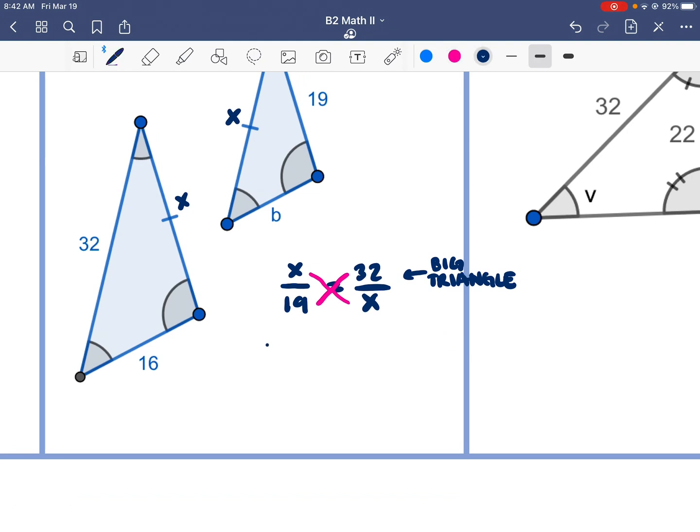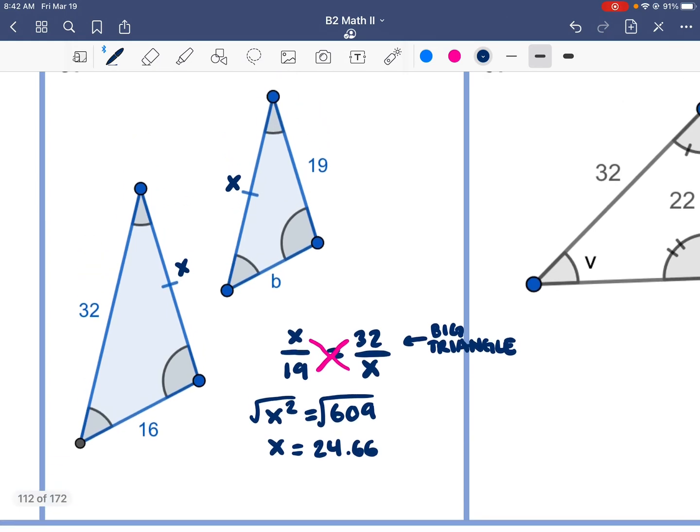Anyway, so we set up that proportion, and using our skills of solving with like cross multiply, we can multiply across here and across there. That gives us x squared, because x times x makes x squared, equals 609. That's 19 times 32 is 609. And then we can square root both sides to find out what x is, which is 24.66 approximately, which is helpful because once we have the x value, we can then figure out what the scale factor is here.